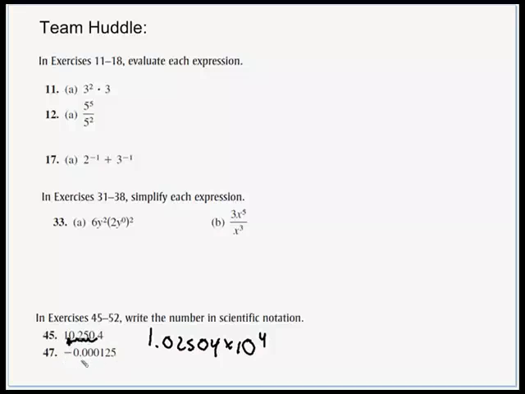This number here, the first thing that jumps out at me is it's a very small number, decimal point 000, and then we have our number. So that tells me my exponent is going to be negative. And I want to move that decimal 1, 2, 3, 4 spots. Negative 1.25 times 10 to that negative fourth power.